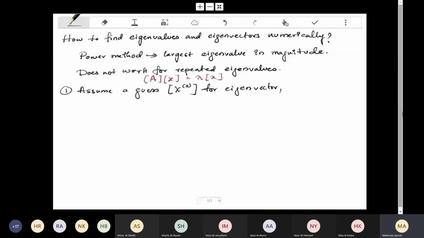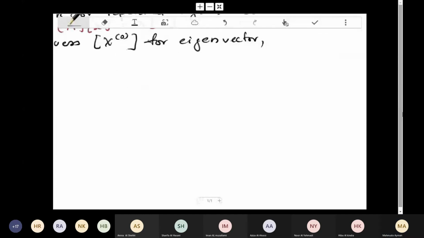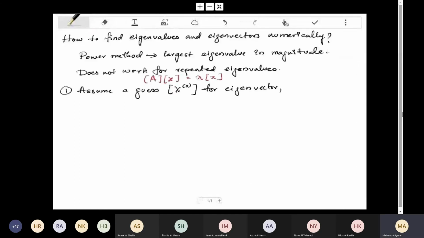And also we will choose one component of this vector to be unity, which means to be 1. So one of the elements of the vector x0 will be 1 all the time.